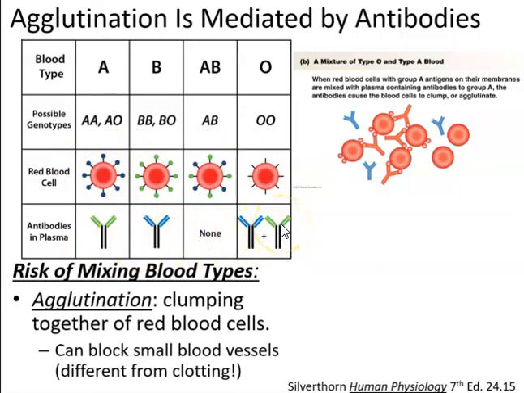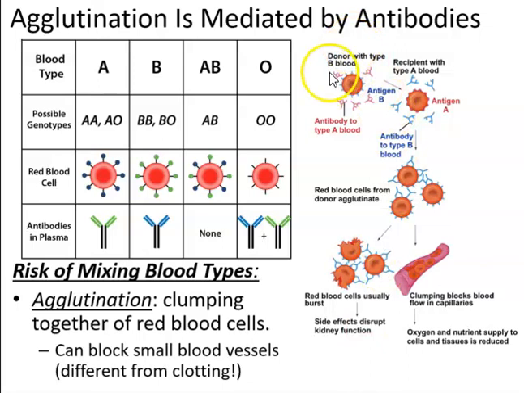So when red blood cells with group A antigens on their membranes are mixed with plasma containing antibodies to group A, the antibodies cause the blood cells to clump. Agglutination is just a fancy term for clumping. So when we mix blood types, we increase the risk of agglutination, clumping together of the red blood cells, and this can block small blood vessels. This is a lot different from clotting. These large molecules will block small blood vessels and decrease the amount of blood that can flow to that tissue.